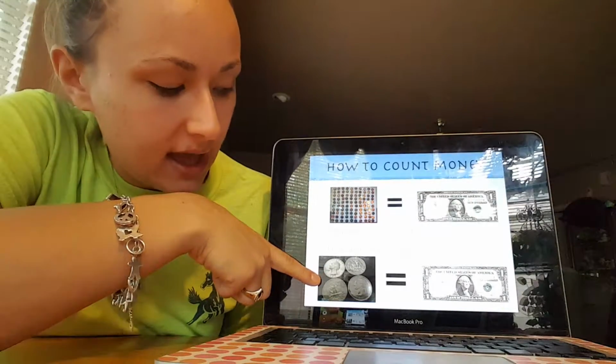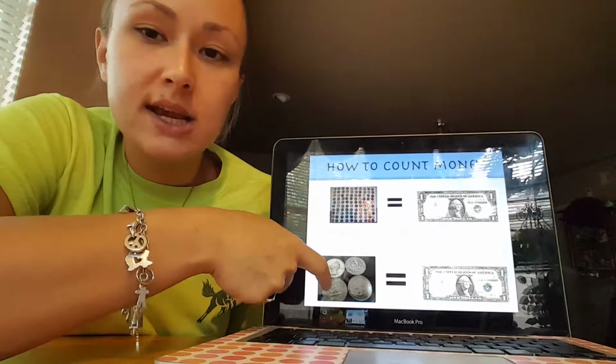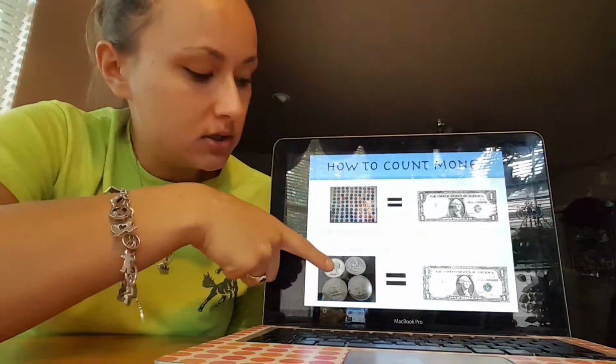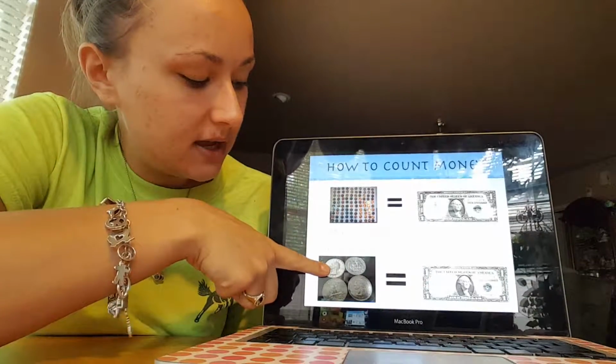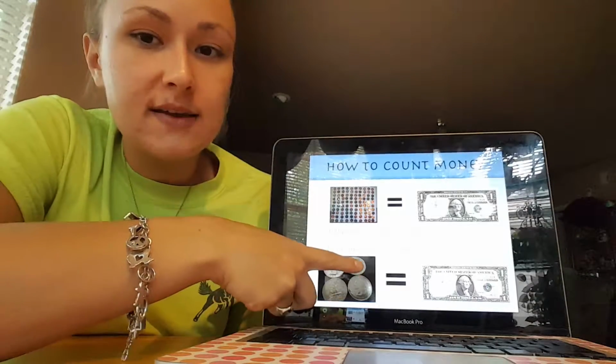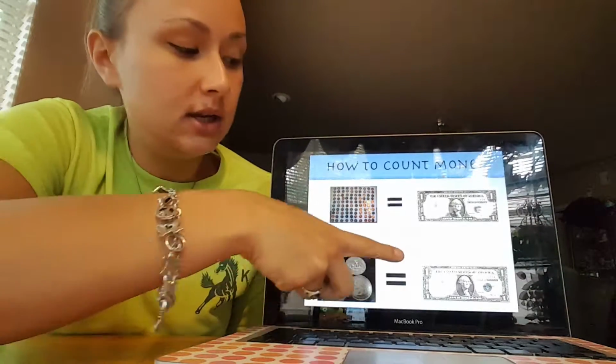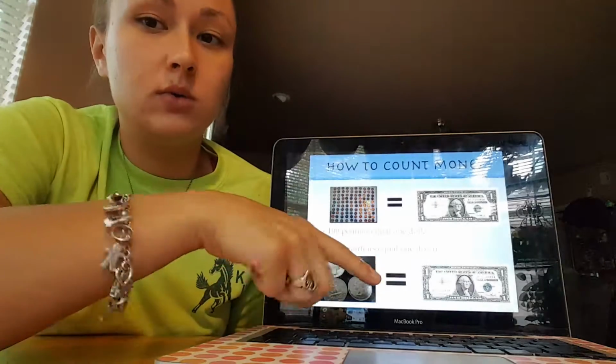Down here we have 4 quarters and that equals $1. So it's 25 cents, 50 cents, 75 cents, and $1. 4 quarters equal $1.